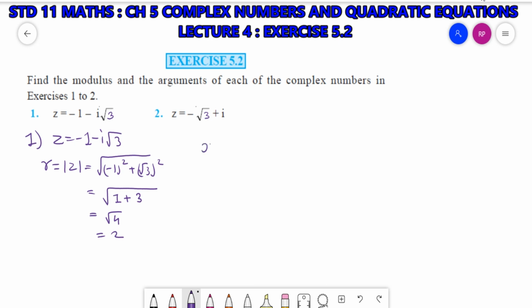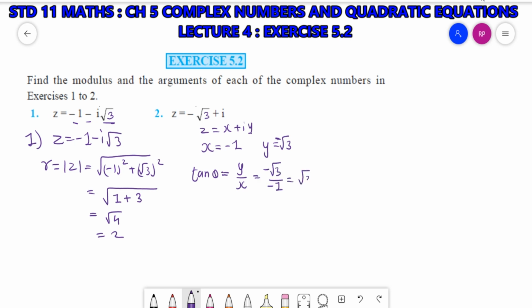Now, argument means theta. Now for that, what is x? x is minus 1 and y is minus root 3. We are considering it this way, x plus iy. So y is minus root 3. So tan theta will be equal to minus root 3 upon minus 1, because the formula of tan theta is y by x. So that is minus root 3 upon minus 1.